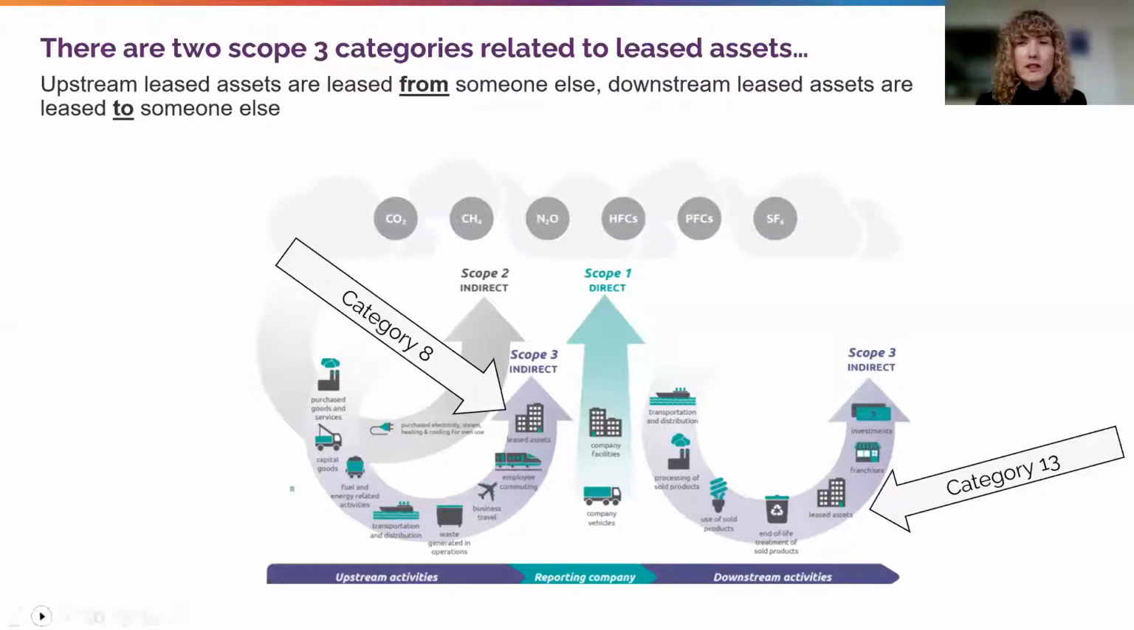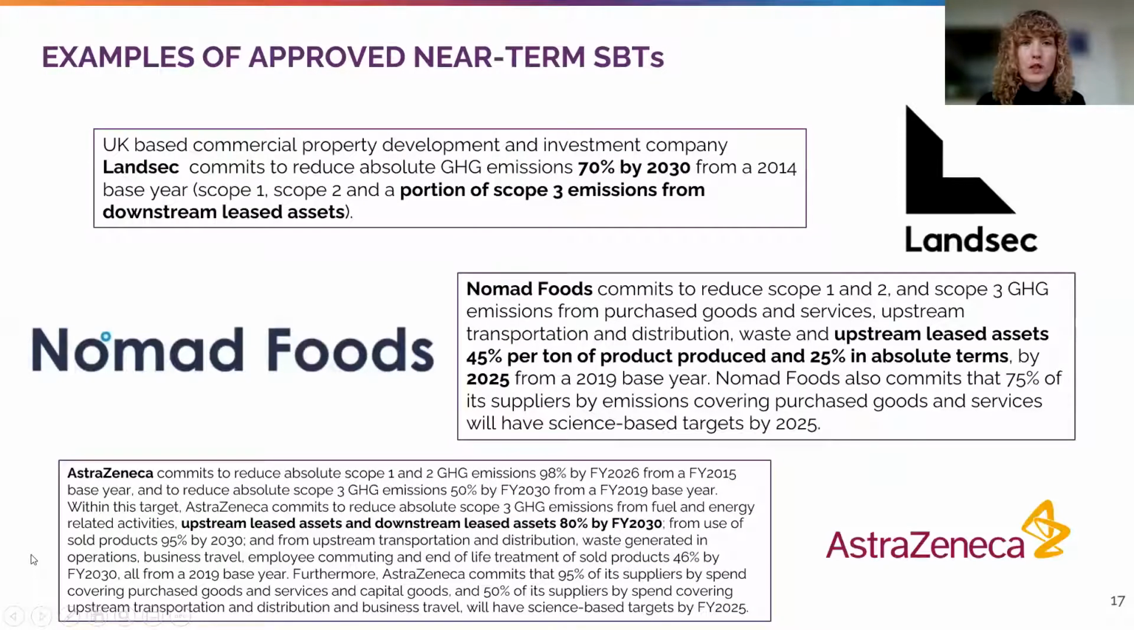So on to the next slide, and I'll wrap things up here, which is just pulling out a couple of examples of near-term science-based targets that have been approved by the Science Based Targets Initiative that explicitly mention either up or downstream leased assets in them. So the first example is Landsec, and I know we're going to hear directly from Fernanda from Landsec shortly, but you can see here the scope 3 emissions from downstream leased assets included here, which if you think about it as Landsec as the lessor, that makes sense from the previous depiction, that's the downstream category 13.